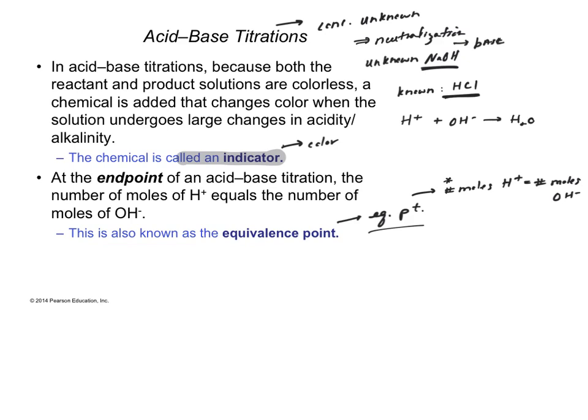And again, what we'll see is something go from a clear solution, so no color at all, and then at the end point or the equivalence point of the titration, usually we'll see something turn pink, because very frequently the indicator that we use turns pink when we reach that end point in the titration.